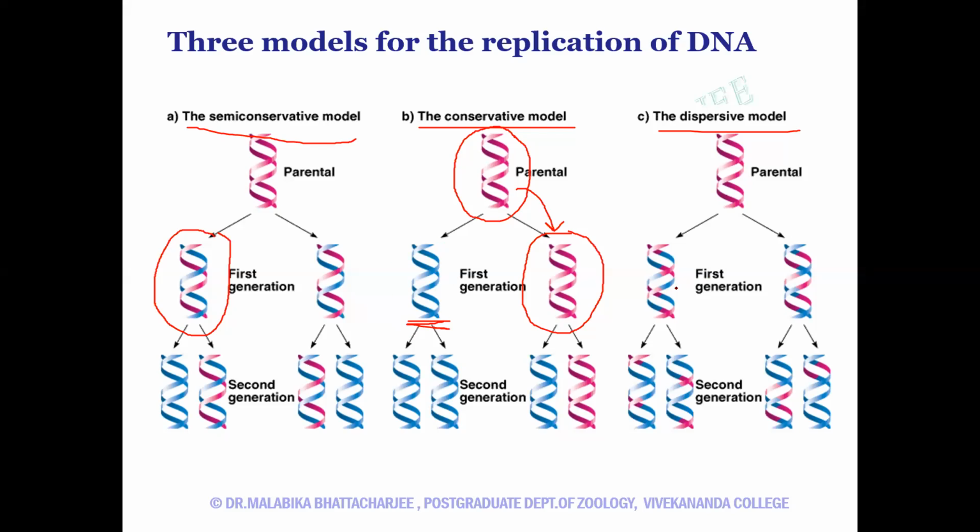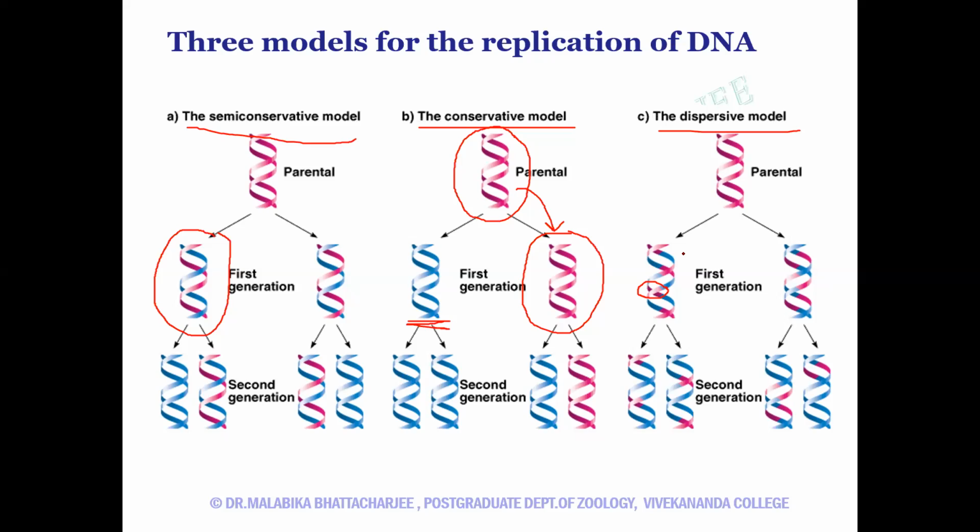And finally, the dispersive model. In the dispersive replication model, as you can see, the daughter molecule consists of strands, each containing segments of both parental DNA and newly formed DNA interspersed throughout the length. So you can see fragments of parental DNA. These are fragments of parental DNA, pink color. And we can see in between fragments of the newly synthesized DNA, which is in blue color.